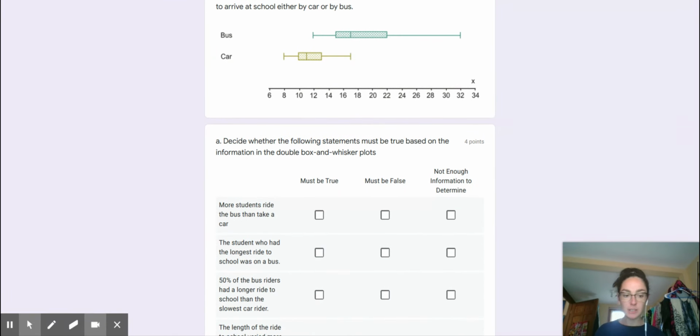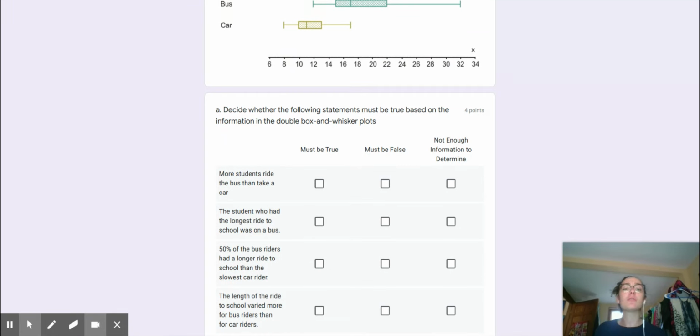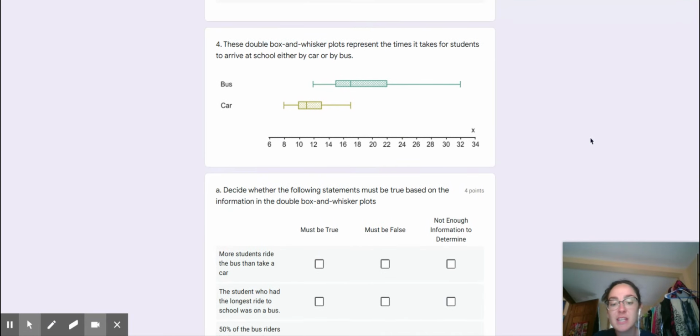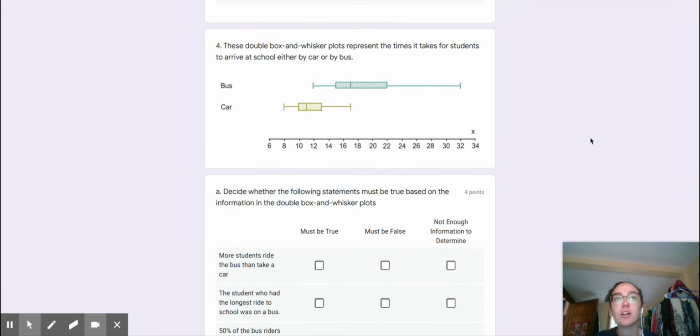Let's take a look and actually go through all of these options here. If we're looking at this first option, more students rode the bus than take a car. Looking at this box and whisker plot here, can we say that definitively, yes or no? Do we have enough information to decide that?